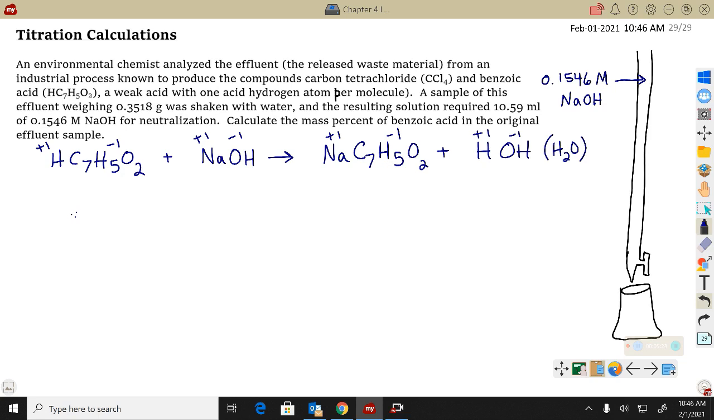Now, do you have to know all of this off the top of your head? No way. For a reaction like this, we would probably just be given the balanced equation.